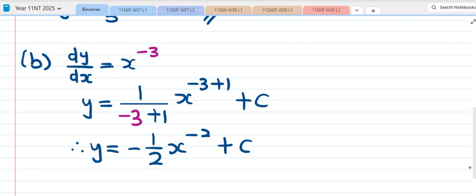So you can leave your answer like this. But if you want to change to another format, you are most welcome. Right, so that's for part B. Right, let's go to part C onwards.